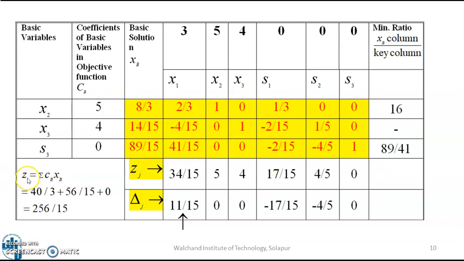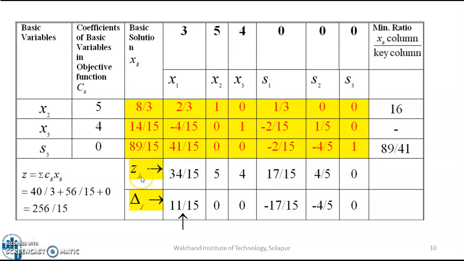Now we have to calculate Z, which is the sum of the CB column and the XB column. That is taking the sum of the products of these two columns position-wise. That is 5 into 8 by 3 is 40 by 3, plus 4 into 14 by 15 is 56 by 15, plus 0 into this quantity is 0. Adding them, we get 256 upon 15.